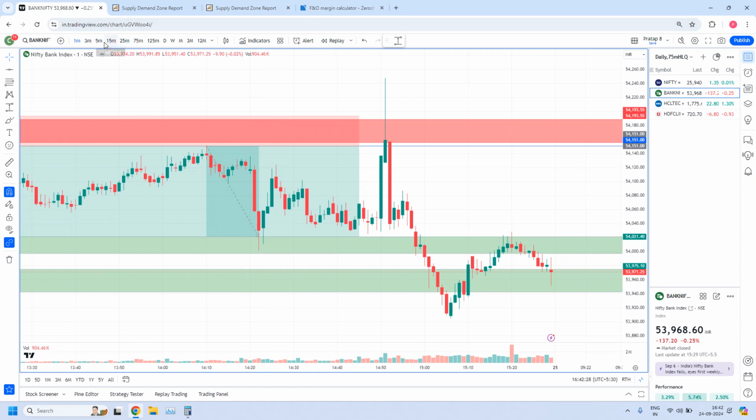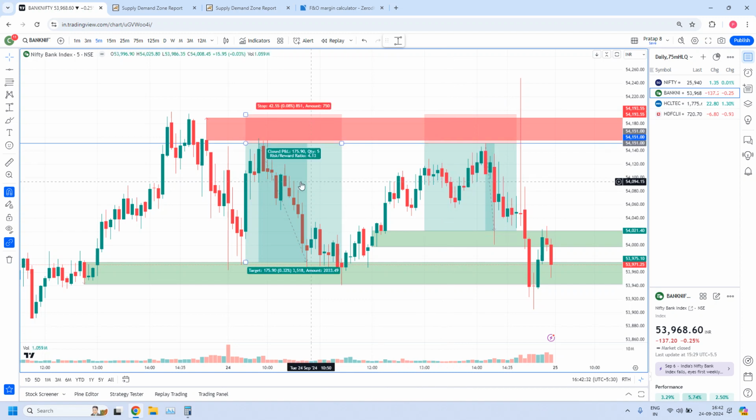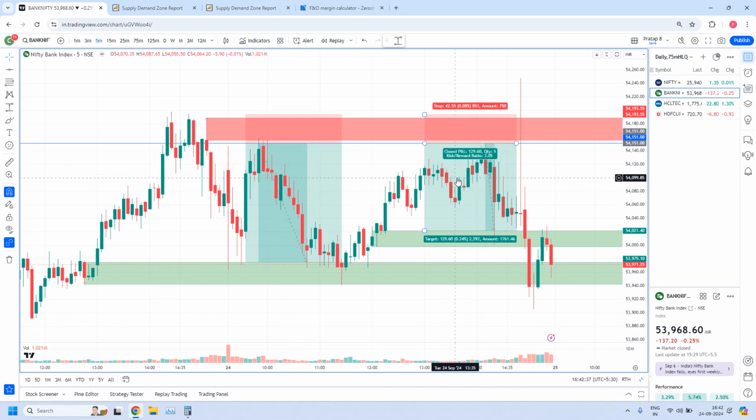Let me go to the 5 minutes time frame. We got 1:3 RR. Here it gave 1:4 RR on the first trade, and on the second trade we got 1:3 RR. So minimum accepted is 1:3. If you are a highly experienced person, 1:2.5 also you accept. Anyway, it gave 1:3 until this 15 minute zone.